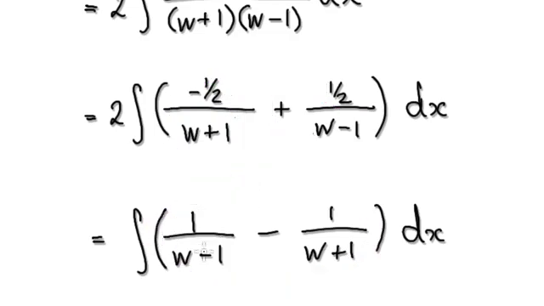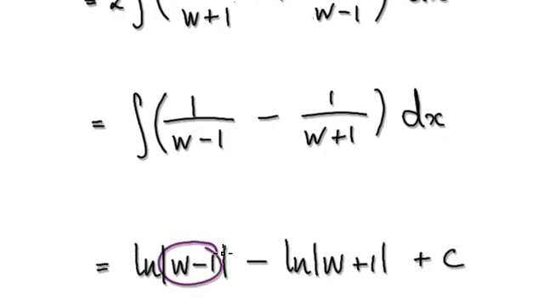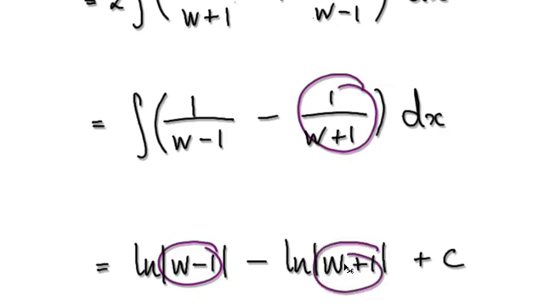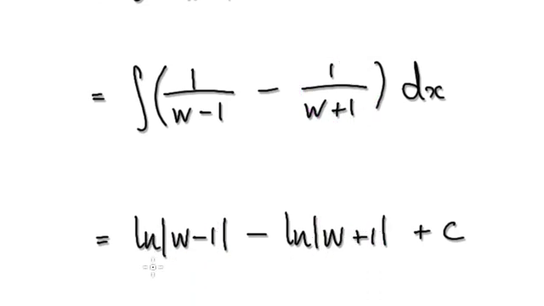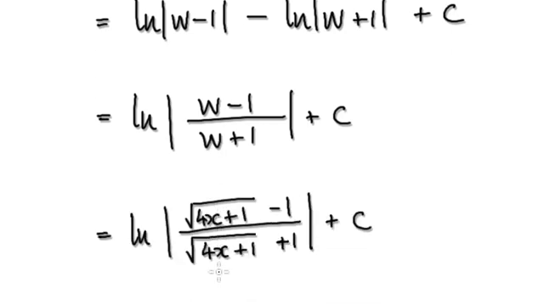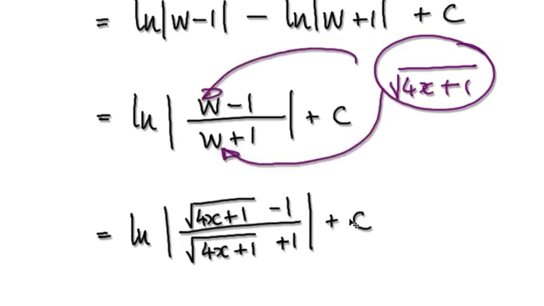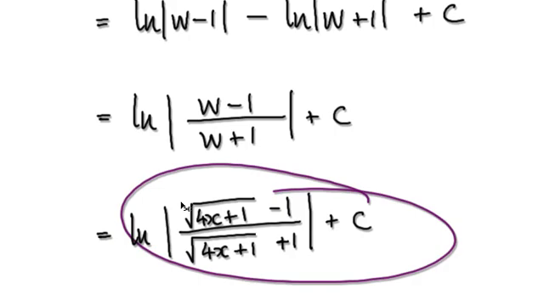So now this is easy to integrate. Integrate this, it will then give you absolute of blah blah. Integrate this, absolute of blah blah. So now rewrite this as this. And then earlier we said let w be the square root of 4x plus 1. So we can now put this into the w, put it here into the w. So this here is your final answer. Okay.